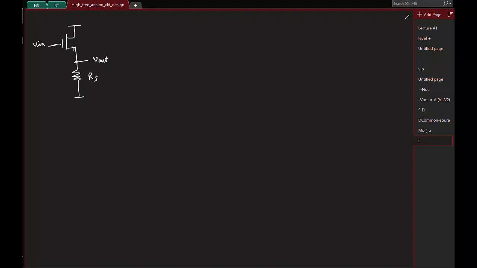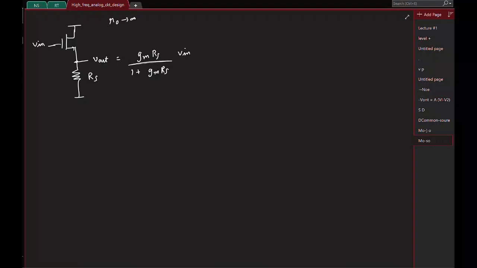Yeah, so you can again work it out. Again here assume that R naught is infinity. So you'll find that it's GMRS by 1 plus GMRS times Vin. Okay. So let's quickly see if this makes sense, right?